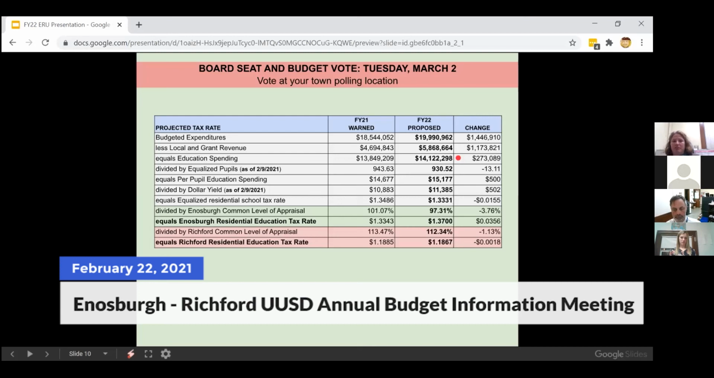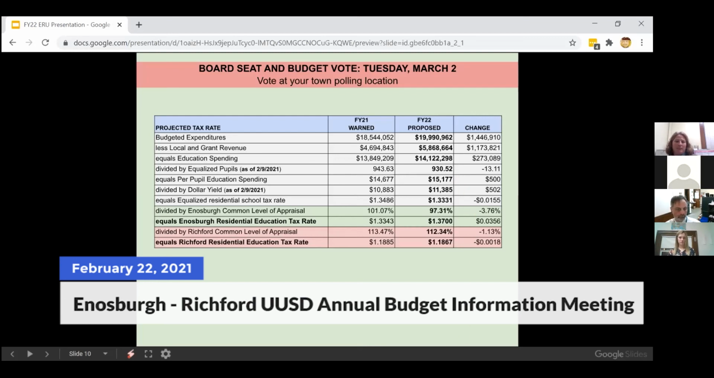So you take that number and you divide it by your equalized pupils. So our number of kids. And as you can see, we're down to 13 kids, 13.11. So when you divide your education spending by the number of kids you have, that comes up with your per pupil education spending. And so you can see that we're at $15,177. That was on the warrant when we asked permission that we could expend the amount of money to pay in the budget for that number.